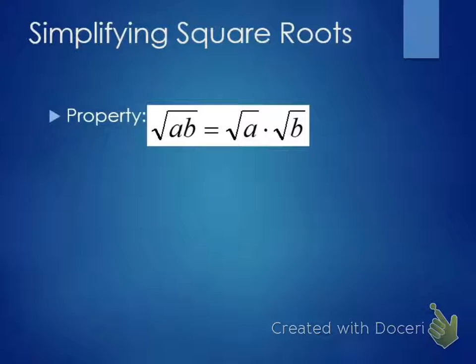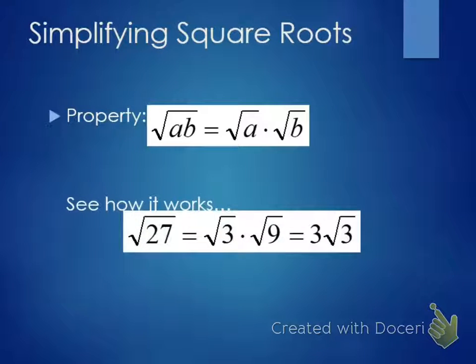All right, simplifying square roots. This is a property we've seen before. The square root of a times b is equal to the square root of a times the square root of b. We use this property to help us simplify. How it works is we take a number like 27 that we're taking the square root of, and we split it into the square root of two numbers.